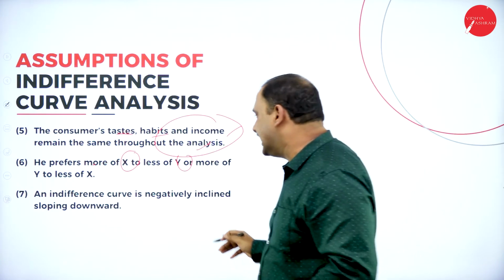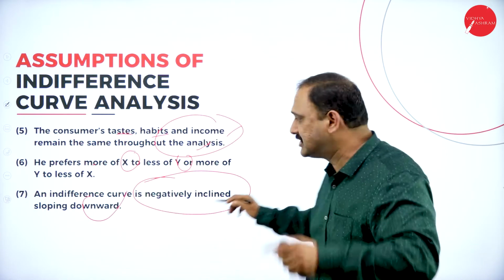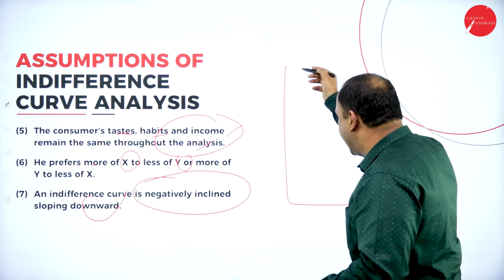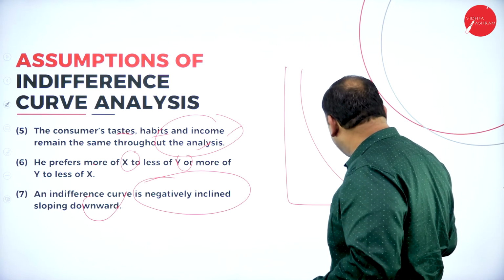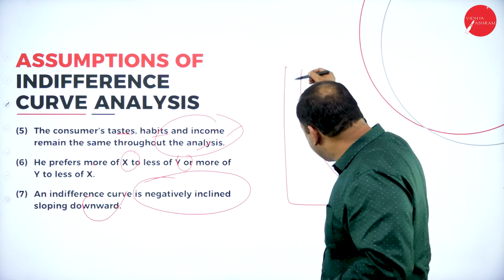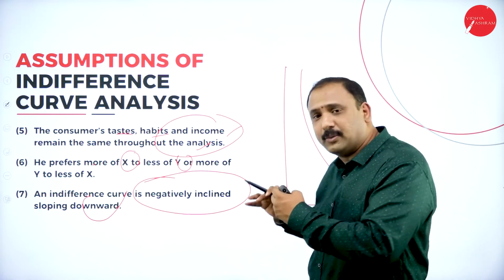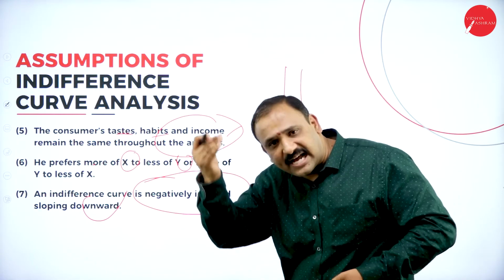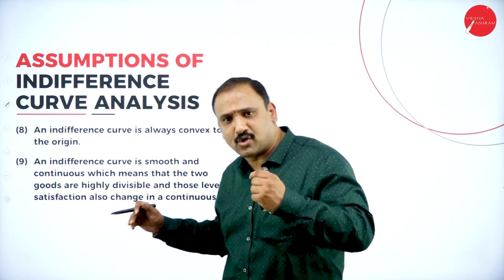The next thing is that an indifference curve is negatively inclined, sloping downwards. So if you look at the graph here again, it is negatively sloping downwards and it is not going to touch the line here. Why? Because as it starts going down, there's an infinitive feeling. That means it's not going to remain constant. It starts coming downwards.